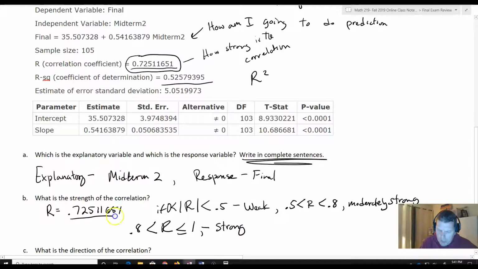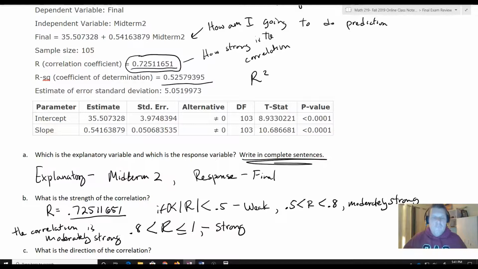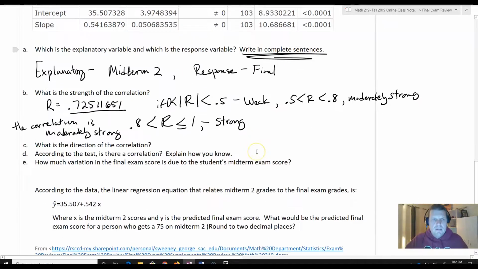Notice I look at r here. r is 0.72511651, so that means that the correlation is moderately strong. So what that means is that there's a pretty good, but not great, relationship between the midterm score and the final exam score. So in general, we could say that the two of them are related.